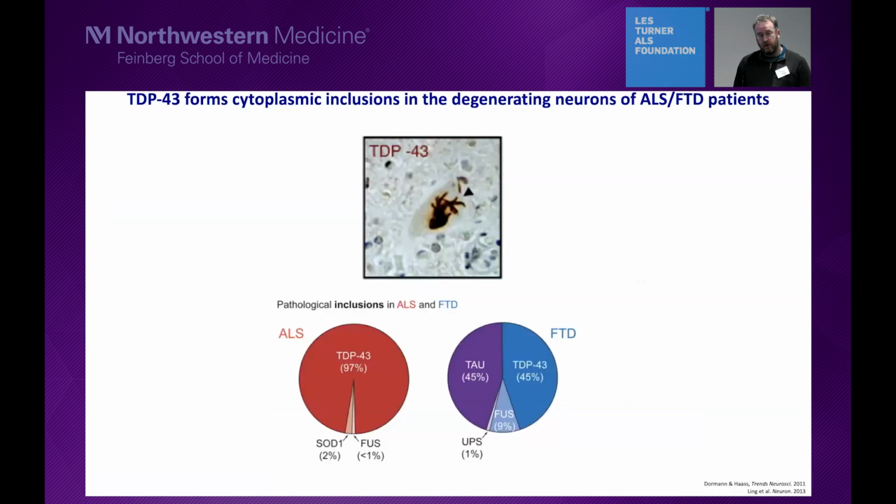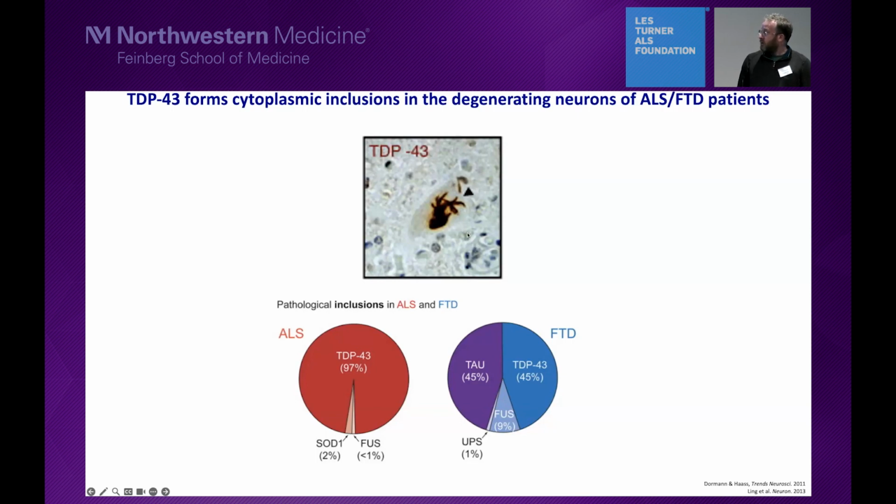So the target I'm going to focus on today is TDP-43, which we've heard a lot about already. This is an RNA binding protein with a prion-like domain that typically we find in the nucleus, but in the context of degenerating neurons of ALS patients, we find that TDP-43 has become depleted from the nucleus and has accumulated in these cytoplasmic inclusions.